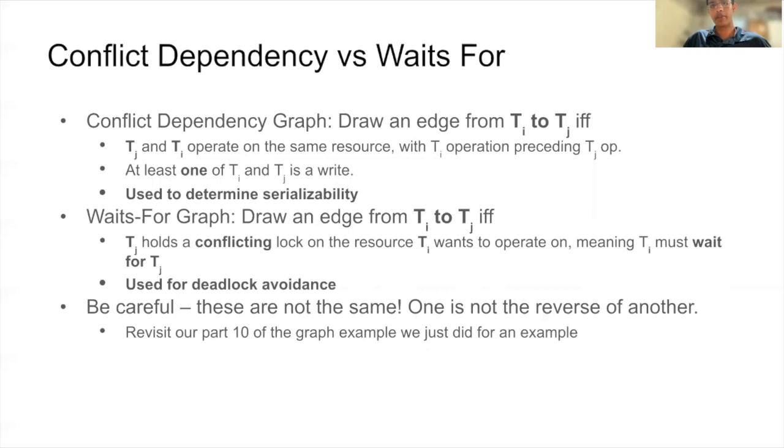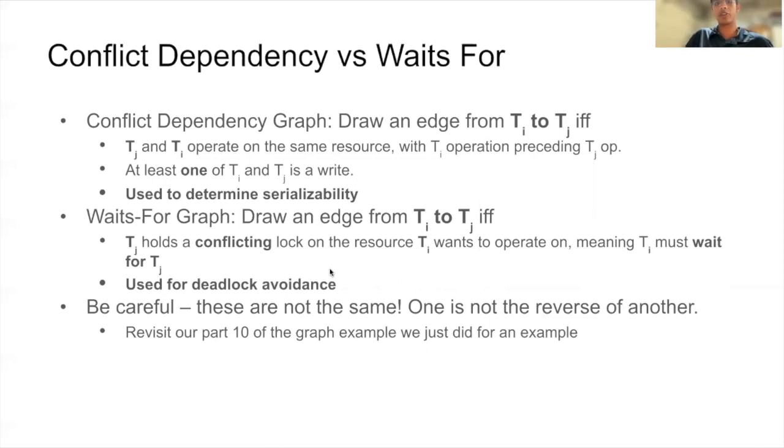Now, I want to have a brief aside on conflict dependency graphs versus waits-for graphs. In conflict dependency graphs, which is what we covered last lecture, you may remember that you drew an edge from one transaction, T sub i, to another, T sub j, if and only if T sub j and T sub i were working on the same resource, and at least one of T sub i and T sub j was a write, and T sub i came before T sub j.